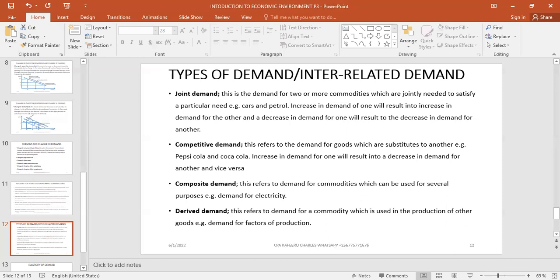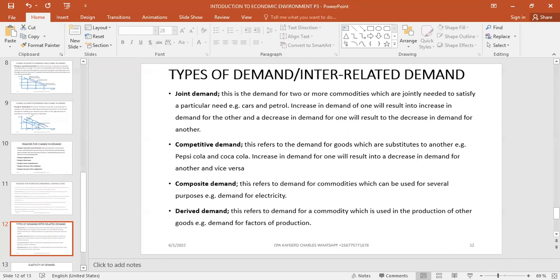So the third one, we can talk about composite demand. This refers to the demand for commodities which can be used for several purposes. As we said, for those goods which serve many uses, we can talk about electricity, we talked about water. You can use water for bathing, for washing and everything. So demand for those goods which have so many purposes is a composite demand.